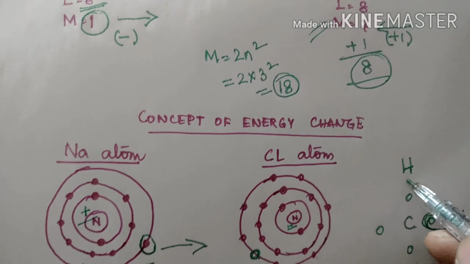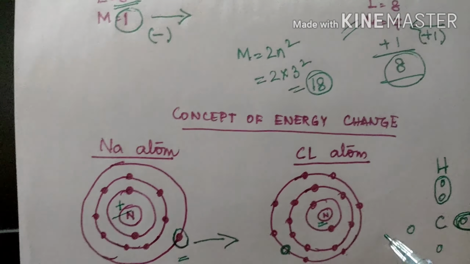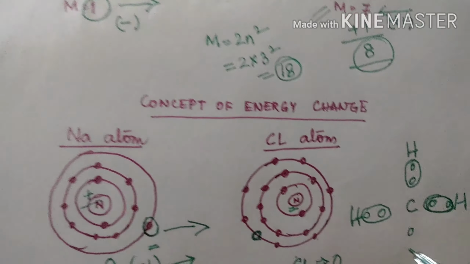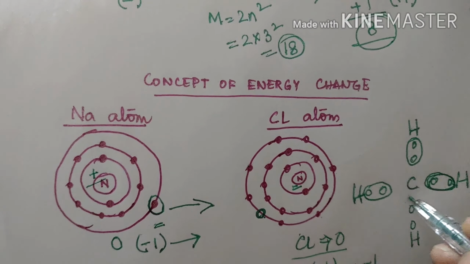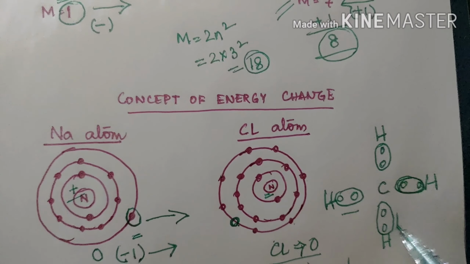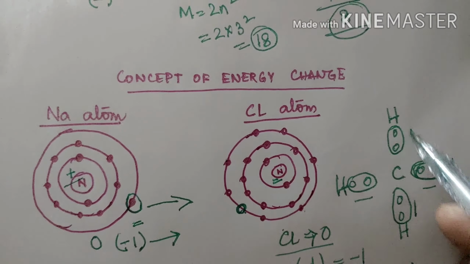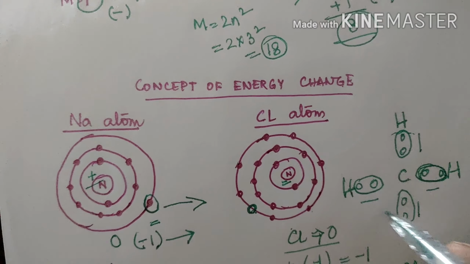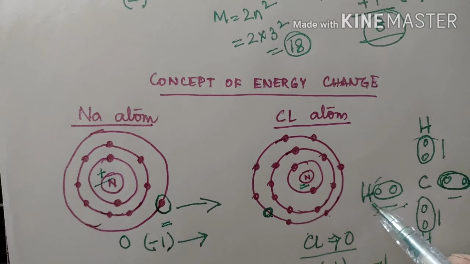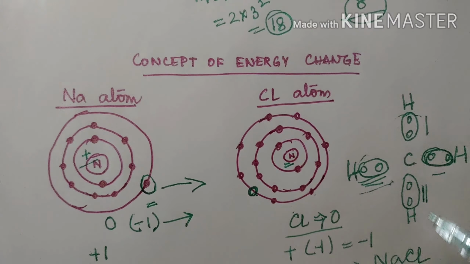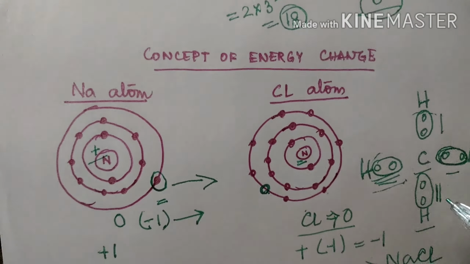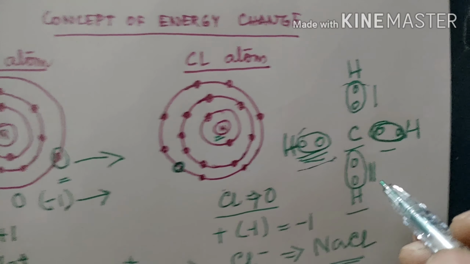In this way, 4 hydrogen atoms share their electrons with the carbon atom. Here you see sharing electrons. Now you find 2 plus 2 is 4, plus 2 is 6, plus 2 is 8. So carbon has 8 electrons with the help of hydrogen atoms, and each hydrogen atom also has 2 electrons in its outermost shell. So both carbon and hydrogen have noble gas or stable configuration.